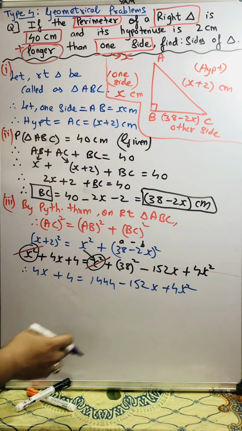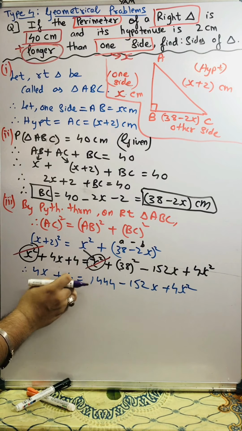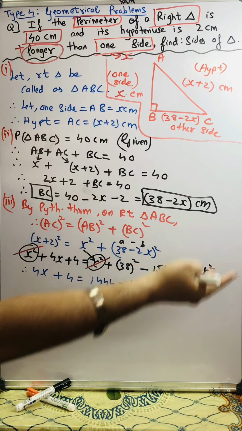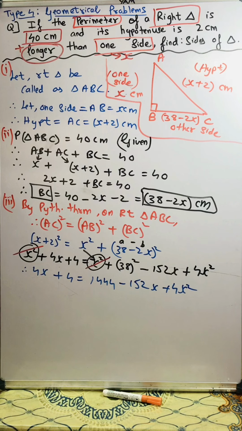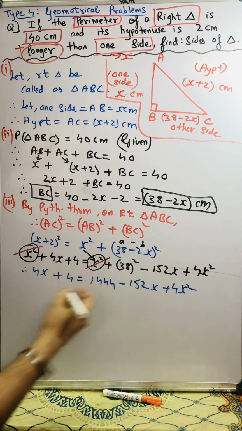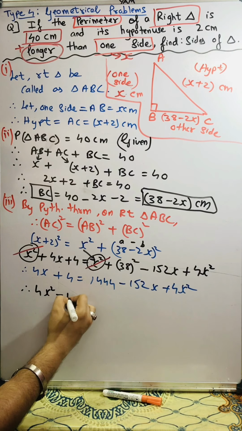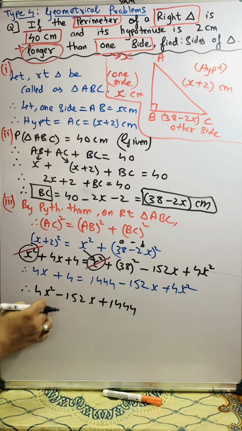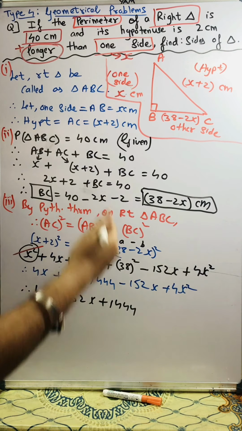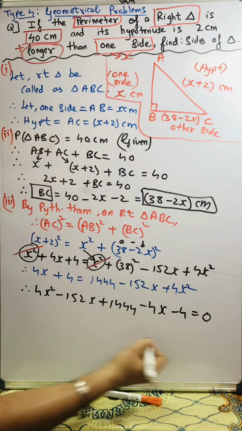Now I can see my x square wala term here is positive, so I'll take 4x and 4 on that side. So both will go on that side and become minus. So first I'll write this part, 4x square minus 152x plus 1444. 4x goes on that side, becomes minus 4x minus 4 is equal to 0.